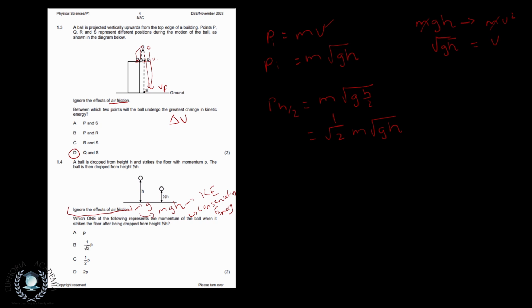And we can actually see that at least this part is the same as that part, right? So our momentum at half of h is going to be equal to 1 over the square root of 2. It's just some algebra and understanding what is happening in this problem, and our answer is going to be B.